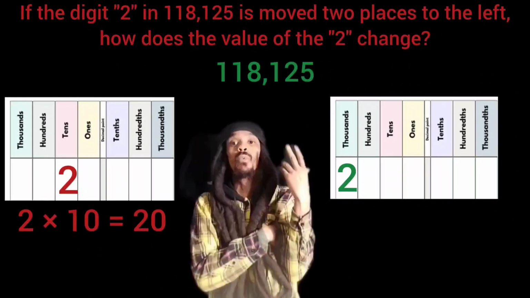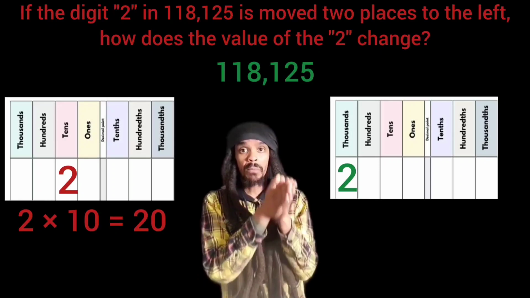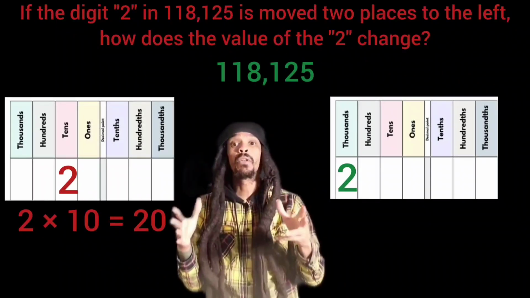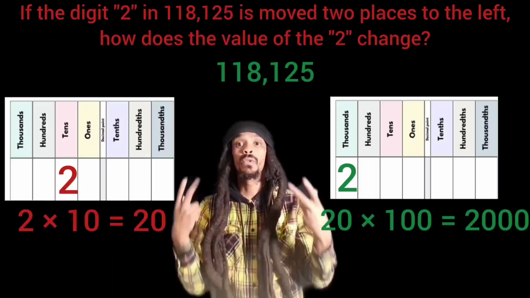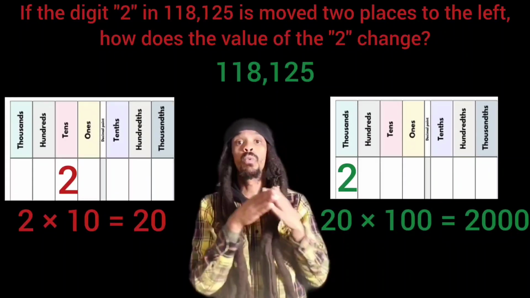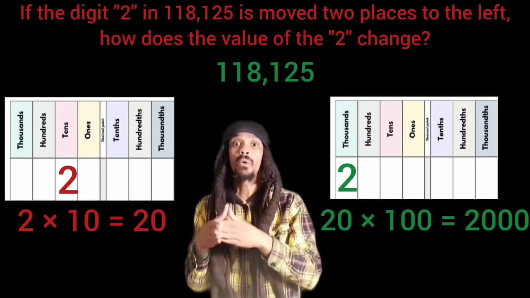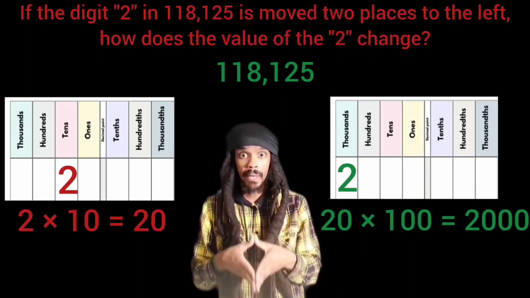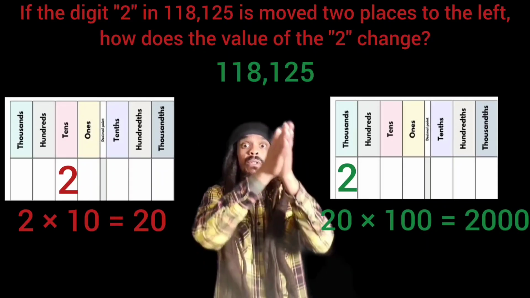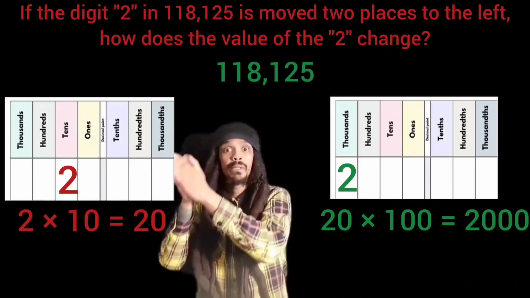All right, so we talked about what happened. It multiplied by 10, and then it multiplied by 10. So altogether, it multiplied by 100. So that 2, it went from a value of 20, and now the value is 2,000. Does that make sense? It better make sense, okay? It went from the tens place to the hundreds place to the thousands place.